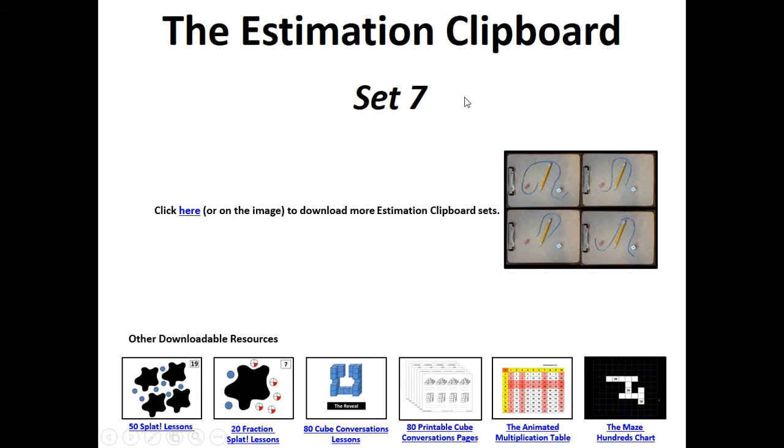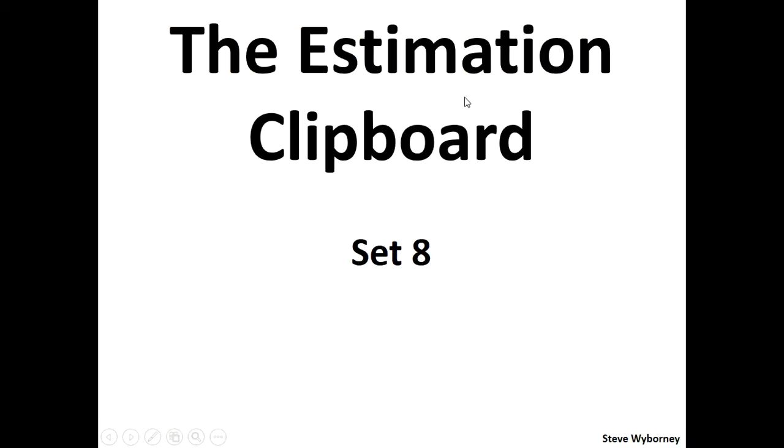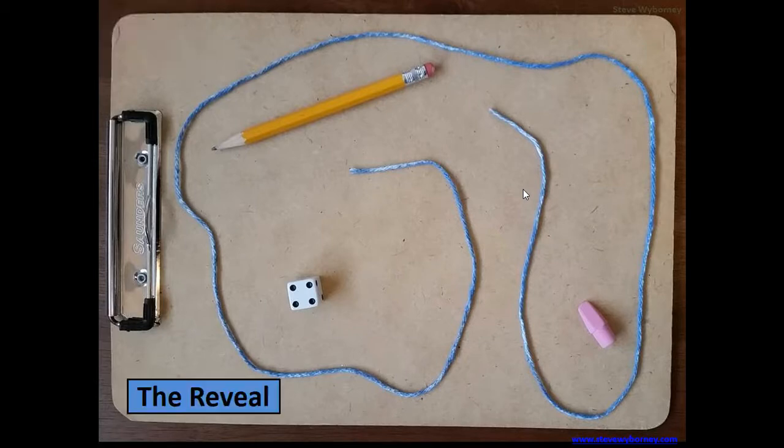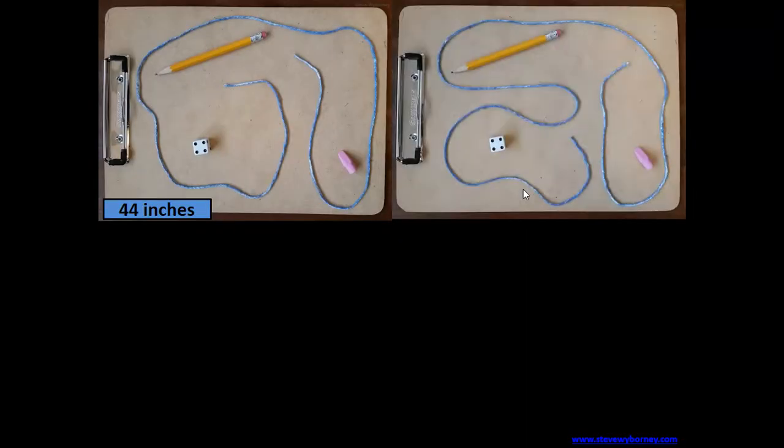And here is set 8, the final set for this one. What is your estimate for the length of this string? This one is 44 inches long. So using that length and that picture, come up with an estimate for clipboard number 2. Do you think this one is going to be longer or shorter than clipboard number 1 based upon what you can see? This one is 51 inches long, so it is longer than clipboard number 1.